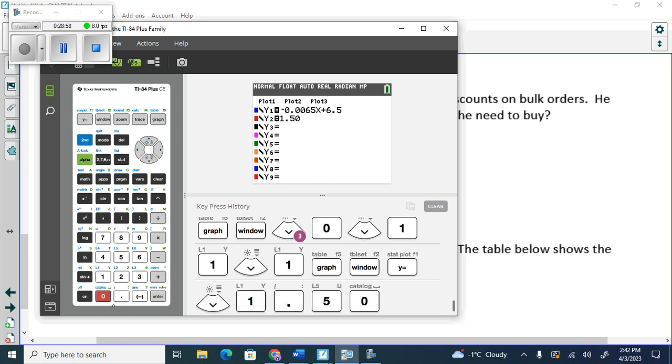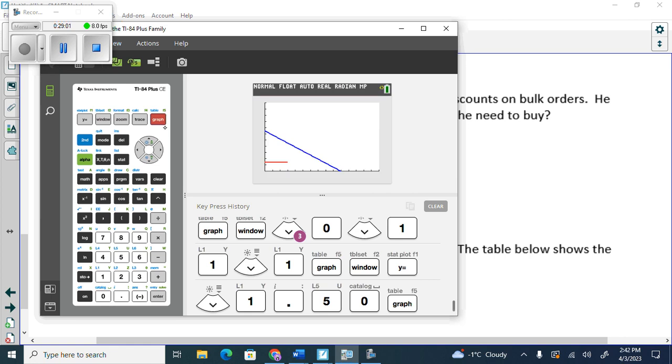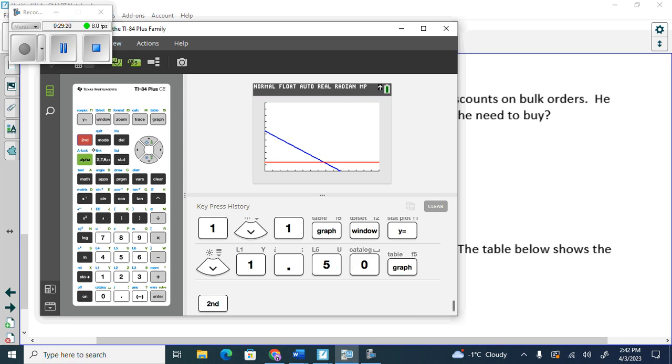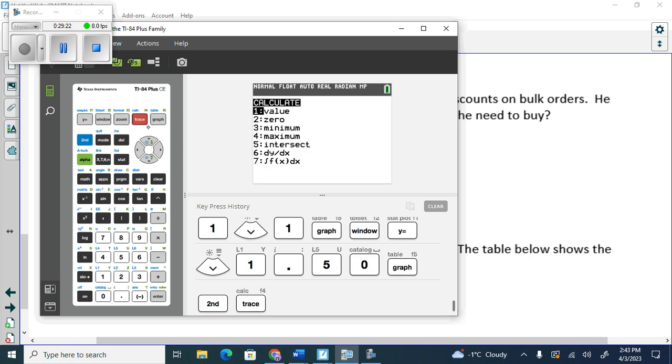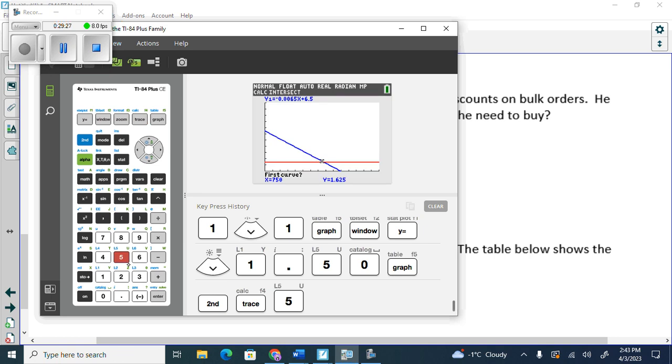Now I hope to see them cross, right? If my calculator cannot see where they intersect, my calculator cannot calculate where they intersect. So if you see that you can't see the intersection, you might need to make your x max bigger to actually see where they cross. Your calculator can't calculate what it can't see. So now what are we going to do to find out where they intersect? Second, trace, which one? 5. Intersect's awesome because I can just go enter, enter, enter.